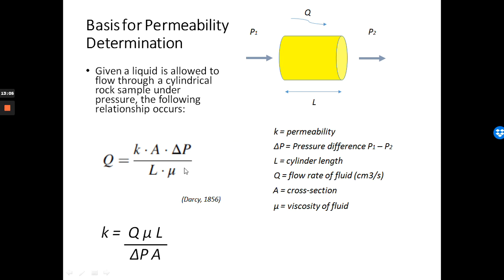So what you have here is K, which is permeability, which is what you want. Then you have the pressure difference between the incoming flow and the outflow, P1 minus P2. This pressure on this side, lari dia keluar. Then you have the cylinder length, the flow rate of the fluid in cubic centimeters per second, the cross-section area, and also the viscosity of the fluid. So you can arrange this equation to get permeability. Okay, so that is Darcy's equation.